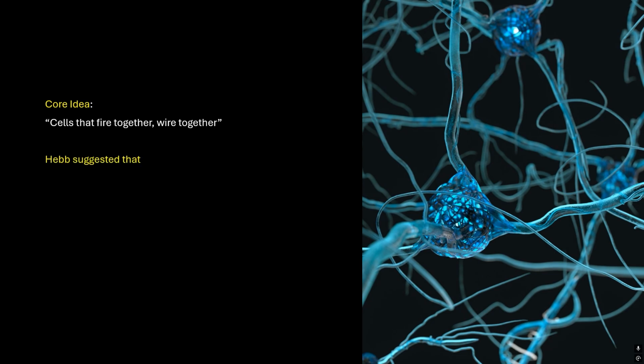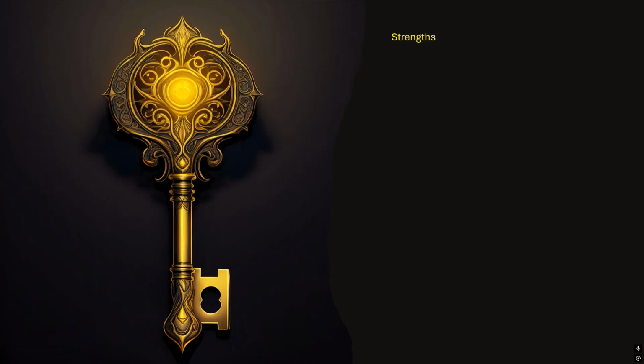Hebb suggested that when two neurons are activated at the same time, the connection between them becomes stronger. Repeated activation makes the connection more efficient, and over time, this creates a neural pathway that represents learning. He called this process synaptic plasticity. Some of the strengths of this method are that it's supported by biological evidence, it explains learning at a neural level, and it is influential in neuroscience and also in cognitive psychology.